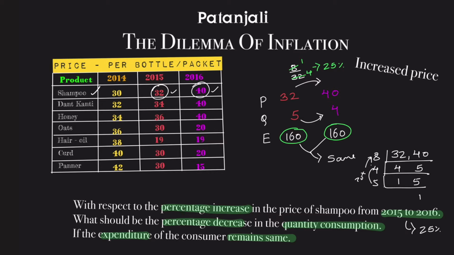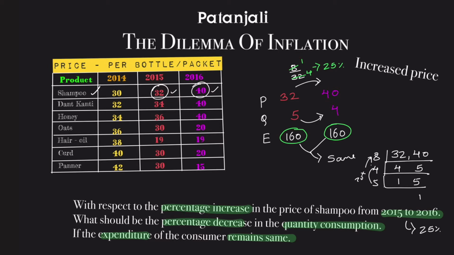What is the meaning of this? Last year I was getting 5 shampoo bottles when the cost of the shampoo bottle was 32. And this year I am getting 4 shampoo bottles. Why? Because the cost of the shampoo bottle has increased. It has become 40. Why am I getting a lesser number of shampoo bottles? Because my salary is the same, that is rupees 160. That is what the question is asking.